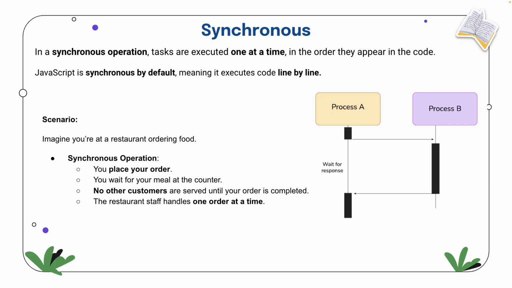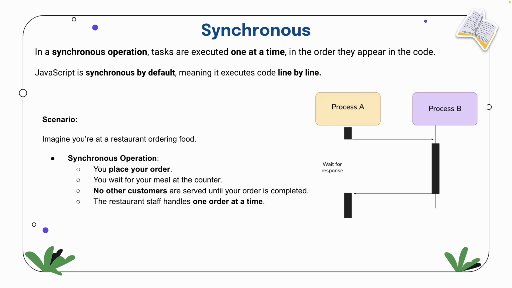Like when we go to a temple, first come, first served applies. We stand in the queue: the first person does puja, then the second, then the third. Five people can't do puja at once, right? Similarly, this is called a synchronous process. First you place the order, then you wait for the meal, and no other customer is served until your order is completed. Here it means your food is getting prepared first.